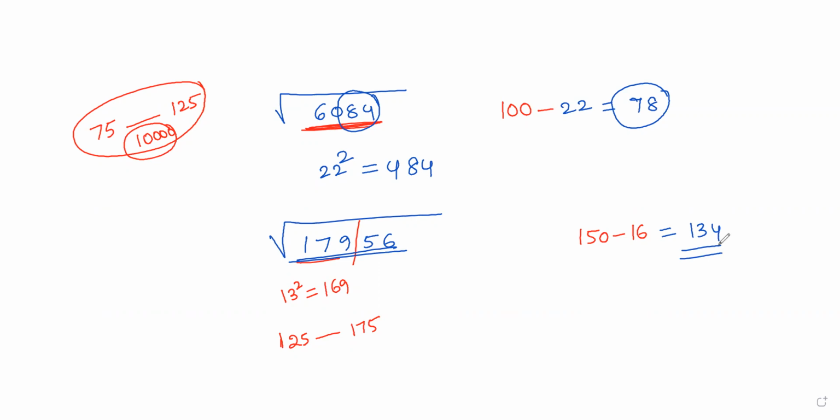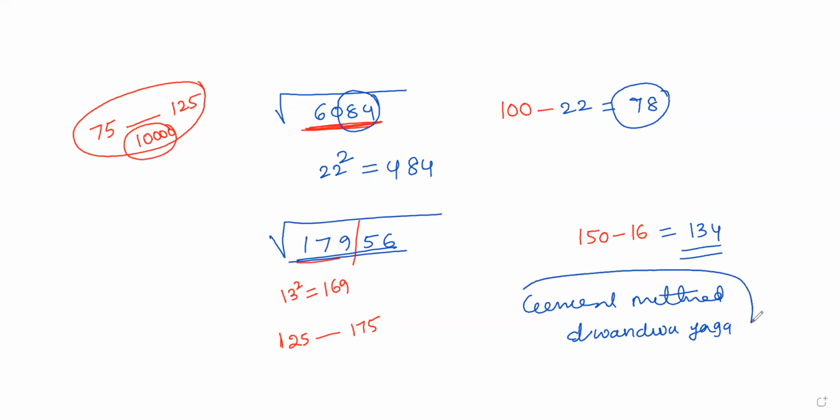So these are the three methods for identifying the square root, only for perfect square numbers. And another method is also there. That method is a general method, called Dvandva Yoga. By this method we can calculate the square root of any number, either a perfect square number or a non-perfect square number.